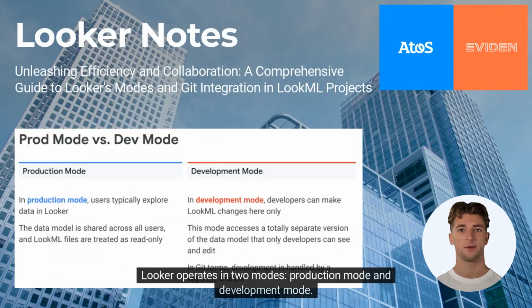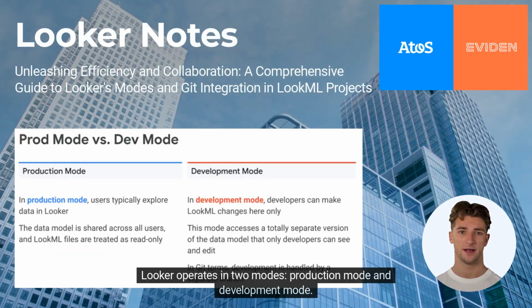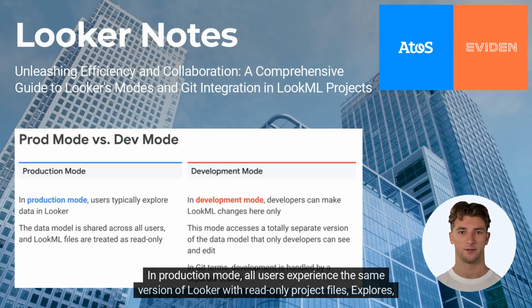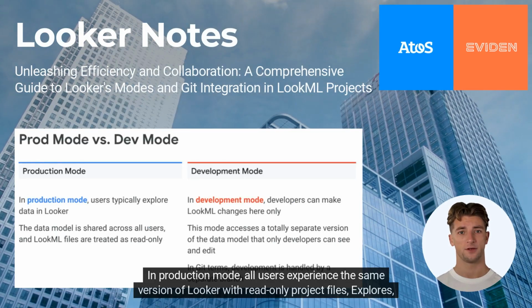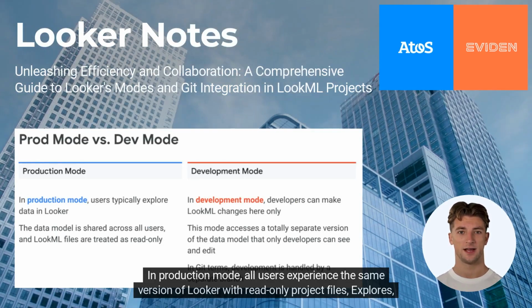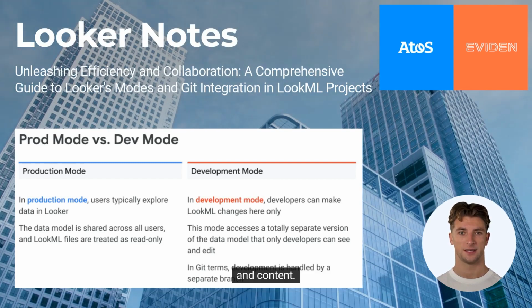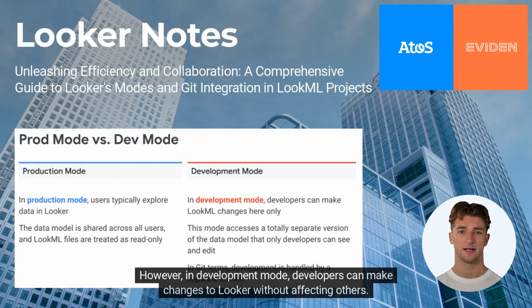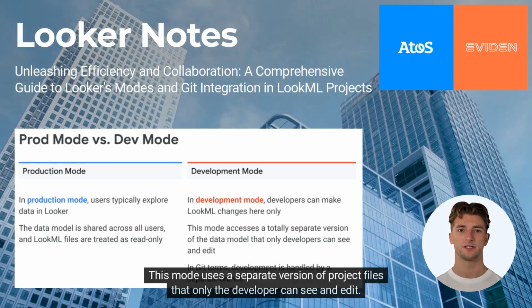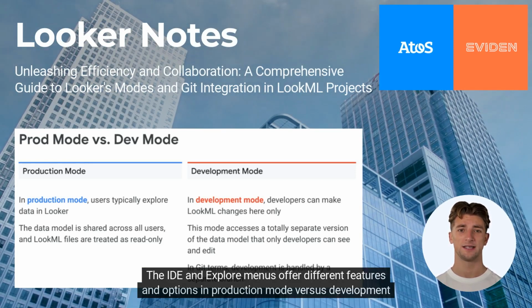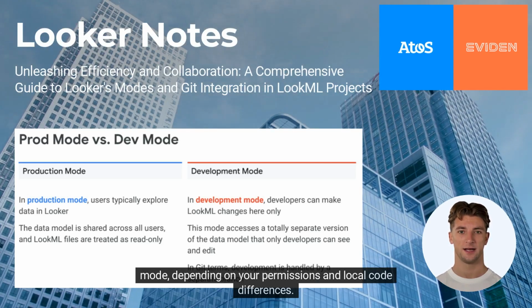Looker operates in two modes: production mode and development mode. In production mode, all users experience the same version of Looker with read-only project files, explores, and content. However, in development mode, developers can make changes to Looker without affecting others. This mode uses a separate version of project files that only the developer can see and edit.